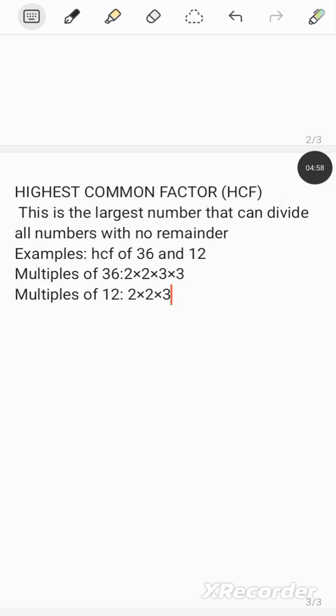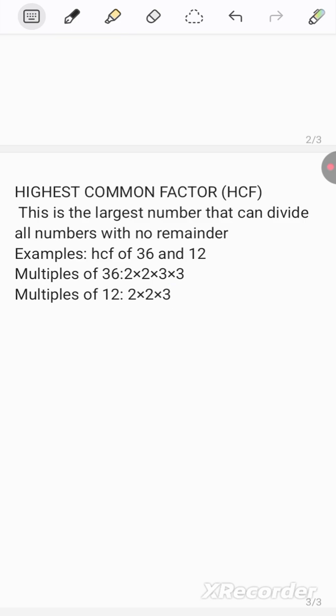Now let's take an example. The HCF of 36 and 12, how do we find it? First, we look for the prime factors of both numbers. The prime factors of 36 are 2 times 2 times 3 times 3, while the prime factors of 12 are 2 times 2 times 3. And mind you, when I say times, I mean multiplied by, which is just a fancy way of saying multiplication. So we find the factors that are common to both of them.